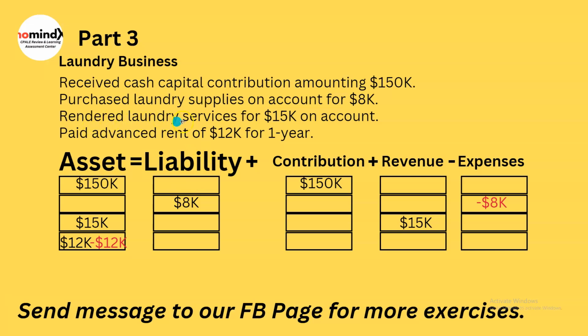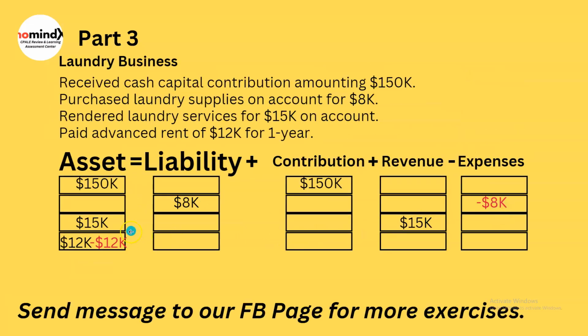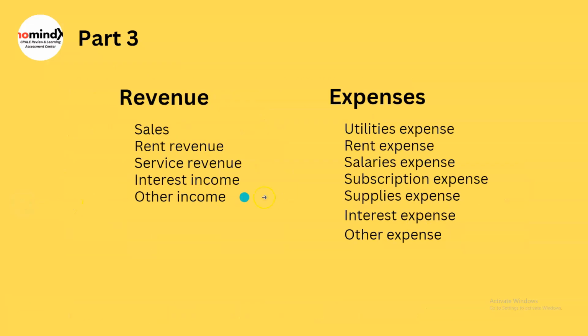And in here, asset 15,000 for the laundry services rendered for 15,000 on account. It means that you have not yet received the 15,000 when you rendered that laundry service. So you put the 15,000 as accounts receivable, which is part of the asset, okay, and as revenue in here, sales. That would be your laundry services or your service revenue.